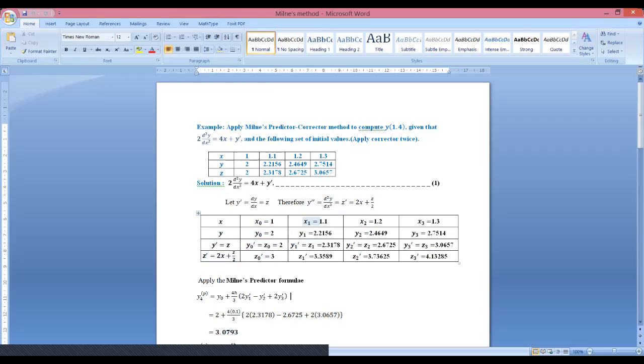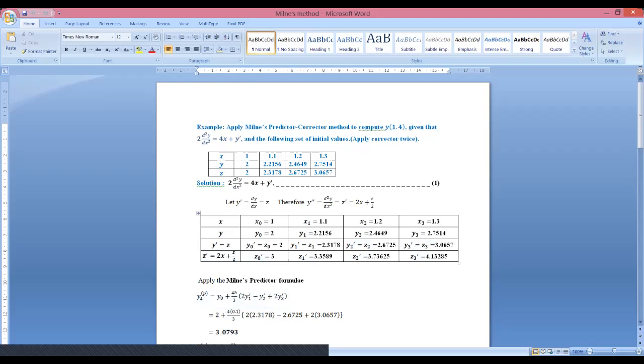Similarly, substituting x1 and z1 in this equation, we will get z1 dash. Again, similarly, we'll get z2 dash and z3 dash. Now, once we calculate all this, we are done with the table. Now we go for the Milne's predictor formula. The formula goes as y naught plus 4h by 3 times 2 times y1 dash minus y2 dash plus 2 times y3 dash. Substitute the values correctly.